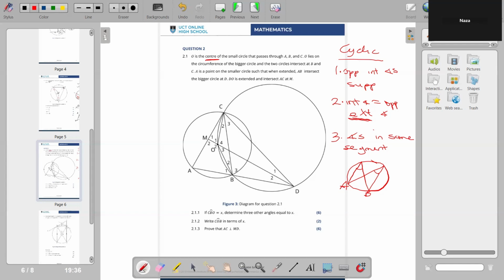Then what else are you told? Do we have cyclic quads? You see, for you to get a cyclic quad, sometimes they don't highlight that there's a cyclic quad, but as long as your circle is passing through at least 4 points on the circumference, it means we would be having theorems of cyclic quad. Is that clear?